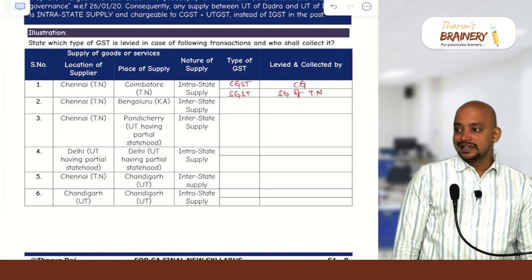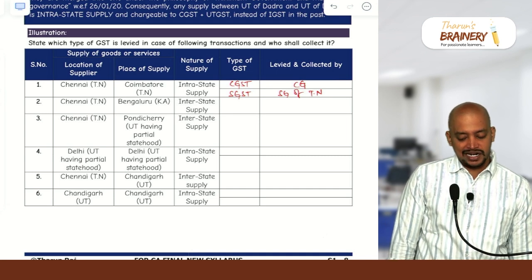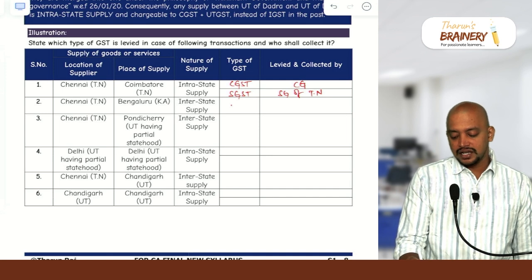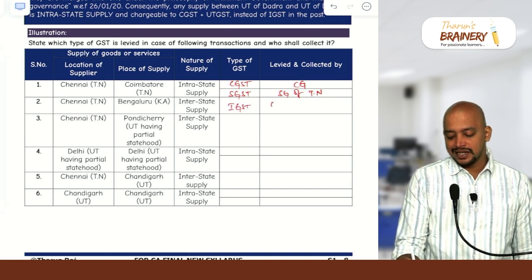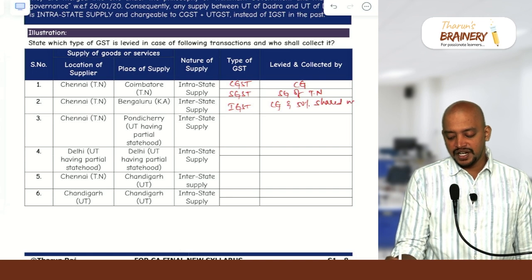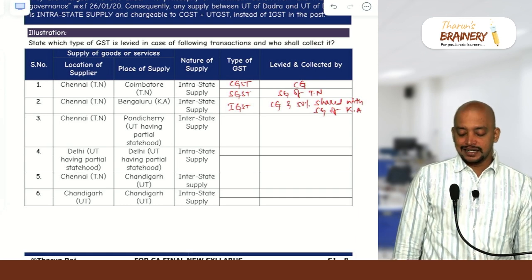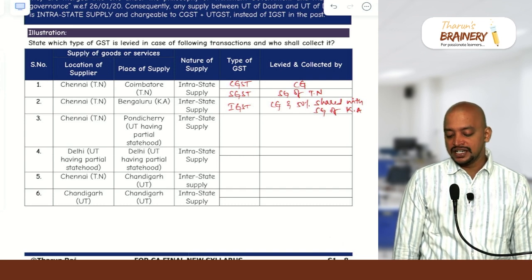Then next, location of supplier Chennai, Tamil Nadu, place of supply Bengaluru, Karnataka, nature of supply is interstate. What is the GST? IGST, levied and collected by the central government and 50% shared with the state government of Karnataka.